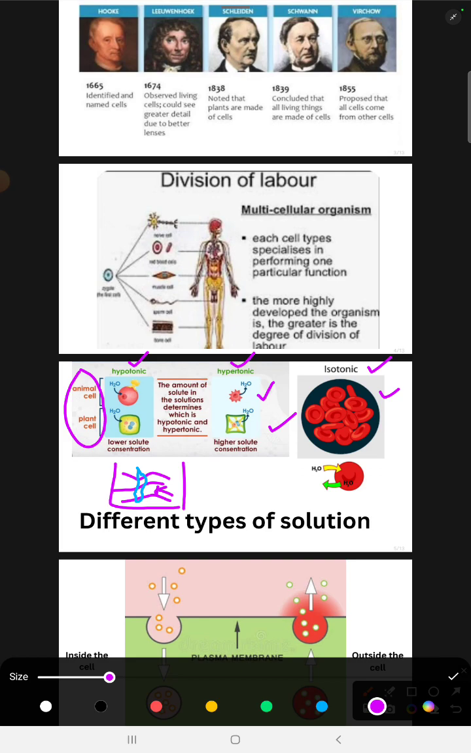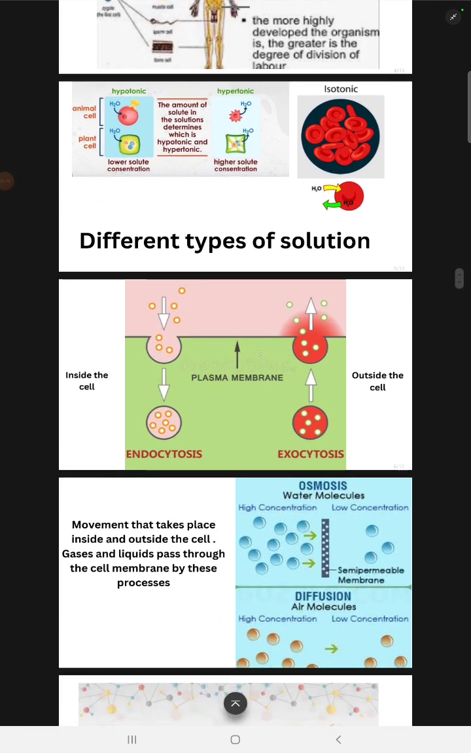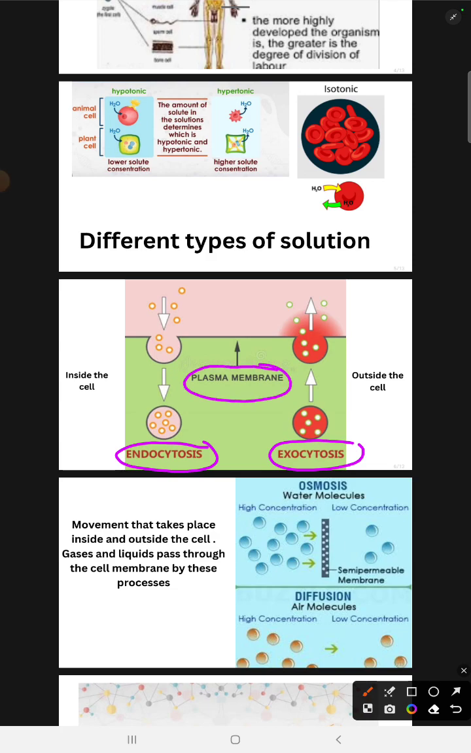from the external environment. This is in the case of this red blood cell, which is kept in a solution which is isotonic in nature. Now coming to the process which we call endocytosis or exocytosis. This happens to the cell membrane or the plasma membrane of the cell. We know that the cell membrane or the plasma membrane is selectively permeable. Selectively permeable means it allows the movement of only some particular elements inside and outside the cell. So this is a selectively permeable membrane.